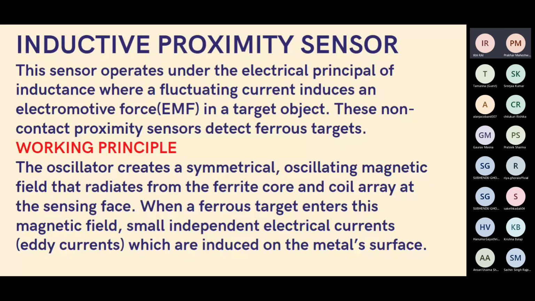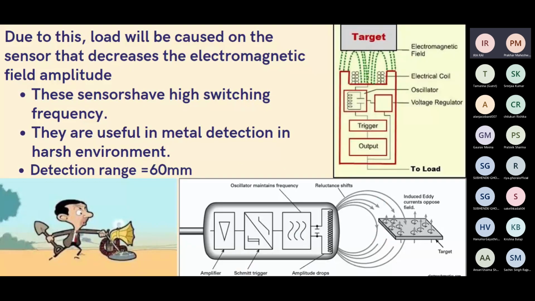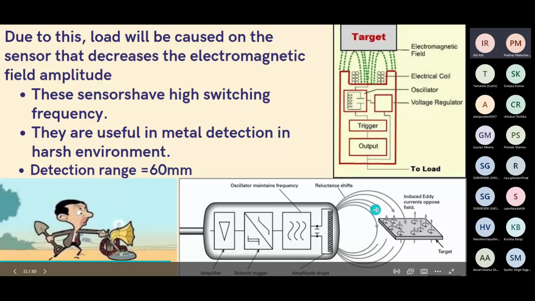This sensor operates under the electrical principle of inductance. It follows Faraday's law, where a fluctuating current induces an electromotive force in a target object. These non-contact proximity sensors detect ferrous targets, which is obvious because we have an oscillating magnetic field here, because we want the magnetic field to be variable. According to Faraday's law, the metal in a variable magnetic field will have induced currents. These currents are called eddy currents.